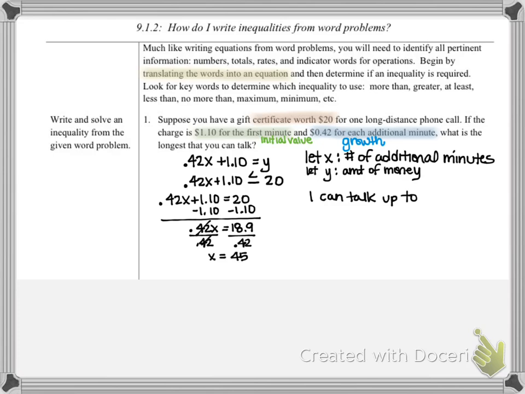I could go less if I wanted to kind of save money on the card, but if I didn't want to and I wanted to use every last penny of it, then I can say I can talk up to 45. And again, this was additional minutes. So if you wanted to think about it, that would be a total of 46 minutes, because the $1.10 covered the first minute that you were on the phone. Okay, that covers our first one.